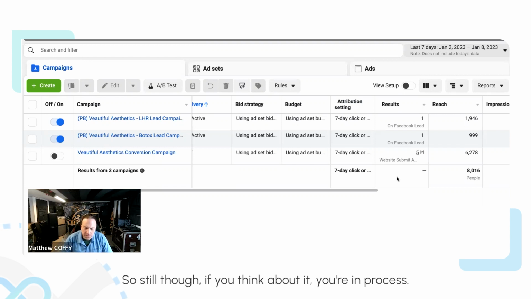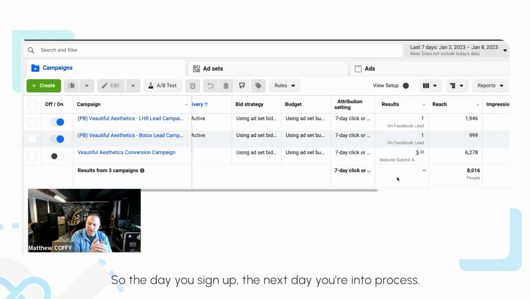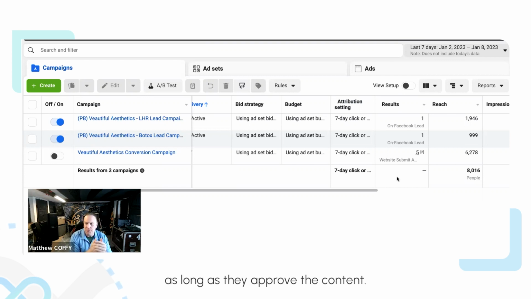Yep. So still, if you think about it, you're in process the day you sign up. The next day you're into process. 2 or 3 days later, the ads have been approved, as long as they approve the content. And we've done so many of these, we can basically pick from the ones that are successful. They launch. These guys now have 6 appointments on the books, or they've now processed six clients.